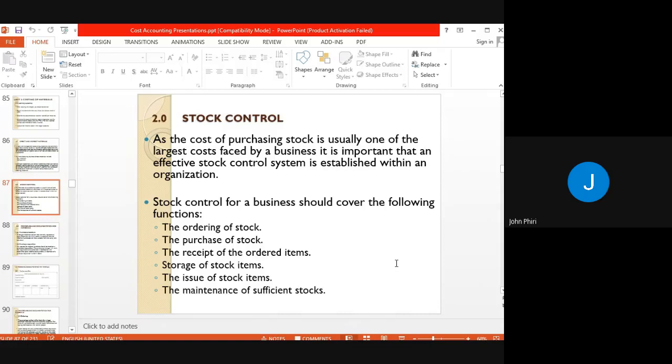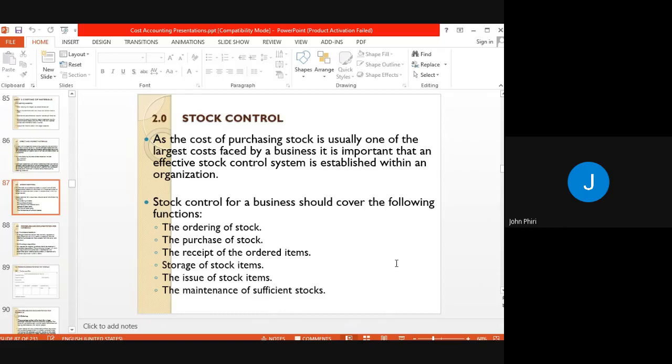What about the others? What is the stock? Sir, can I try? Sure. Stock is like the total amount of goods that are kept for sale. Okay. Good. Others, what is stock?